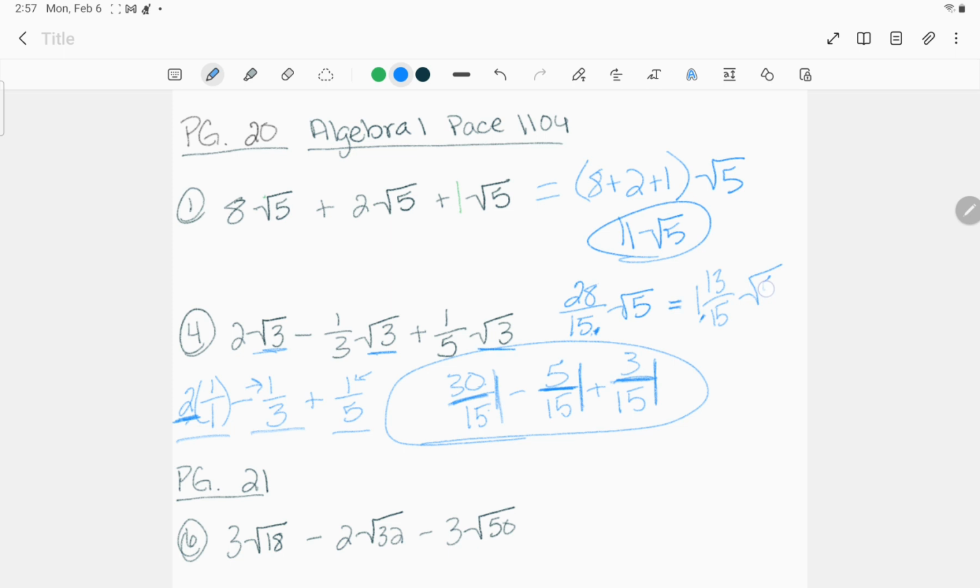Bring over my 15. Oh, I don't know why I was putting the square root of 5. That's supposed to be a 3. And this is your final answer.